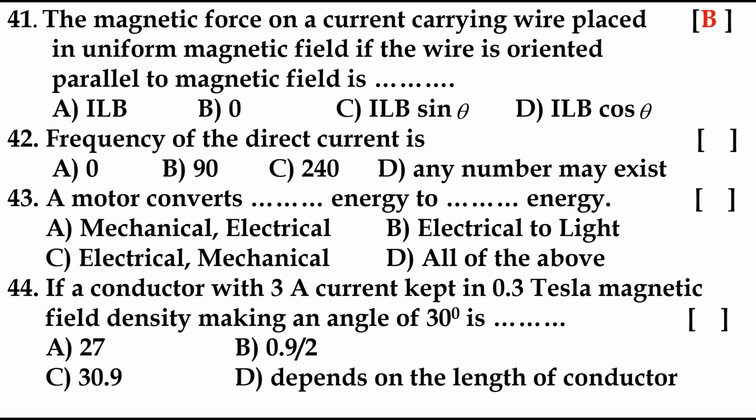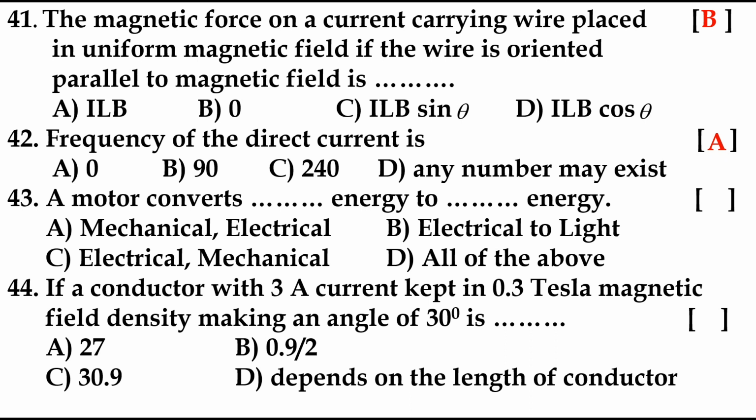0. 42. Frequency of the direct current is A. 0. B. 90. C. 240. D. Any number may exist. Answer is option A. 0.